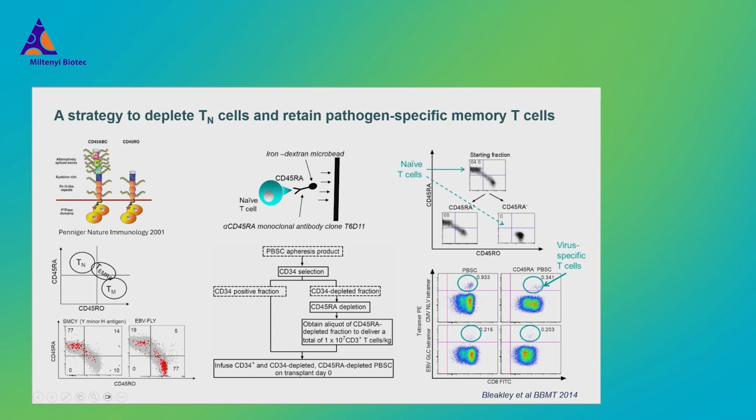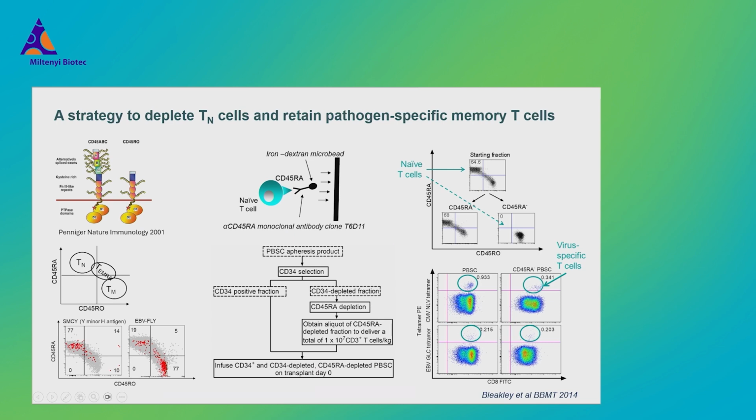As shown in the flow plots on the lower left-hand graphs, we see multimer staining of antigen-specific T cells in red, and on the Y and X axes are CD45RA and RO respectively. And you can appreciate in the graph on the far left that the minor antigen-specific T cells, in this case SMCY, express RA, whereas the pathogen-specific, EBV-specific T cells shown in the right graph predominantly express RO, so removing RA should preserve your pathogen-specific T cells.